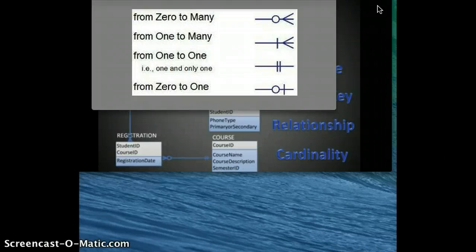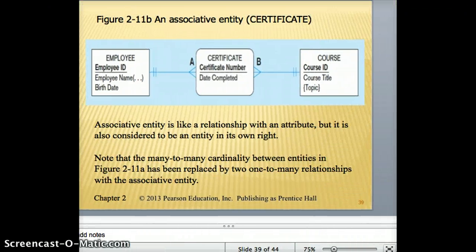The last thing I'm going to go over is associative entities and just the rules, because we're almost running out of time. I'm going to be using Professor Chi's slide again, but as I said, I'm running a little bit low on time, so I'm going to be pulling this slide again. This is an associative entity. Certificate in this situation is basically the middleman between course and employee. It's a pretty simple thing. So you have employee, course, and certificate, and certificate in this case is the associative entity. It's a relationship with an attribute, but it's also considered to be an entity in its own right.